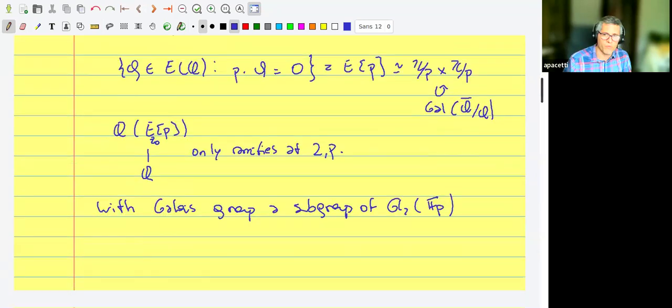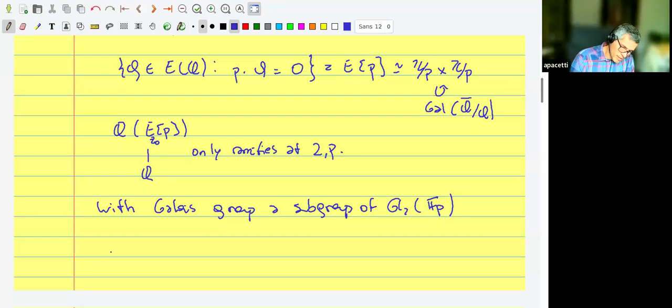Then you can think of this as an abstract problem. Let's suppose I want to construct extensions of Q whose Galois group is a subgroup of GL2 of FP. Most of the time it's going to be the whole group, and with very little ramification. And we don't know exactly how to do these sort of things.